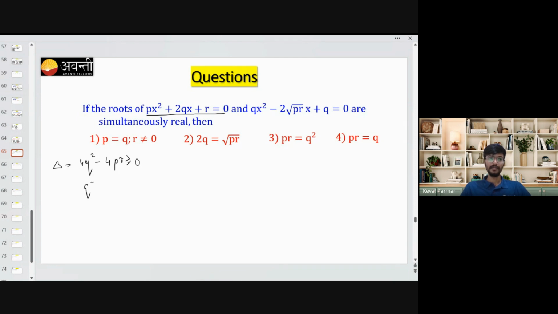So if we cancel out 4, q square is greater than or equal to pr. Next, let's look at this equation. So I'll get discriminant equals to b square minus 4pr, that is 4q square minus 4pr, greater than or equal to 0. And I get pr is greater than or equal to q square, or you can write q square less than or equal to pr. Now look at these two equations, guys.